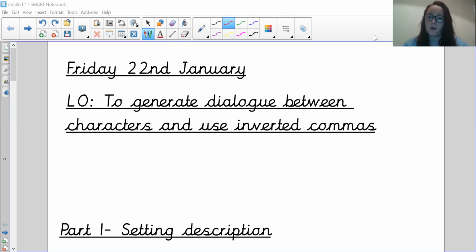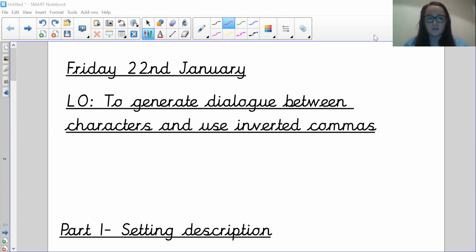Now, if you remember, all the way back before Christmas, we were looking at inverted commas, and we know that they're used for speech. Okay, so we really need to think about that today. Now, what we're going to do is think about each part of the planning that you did, so the 5 different parts, and we're going to be creating a little bit of speech so that we can build up some ideas for when we write our story next week.